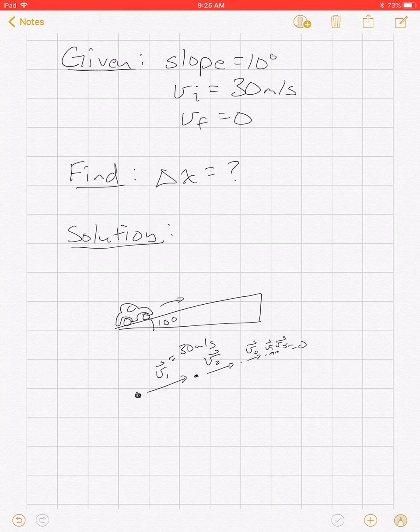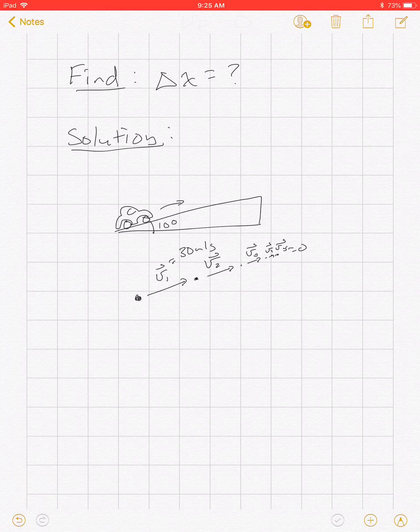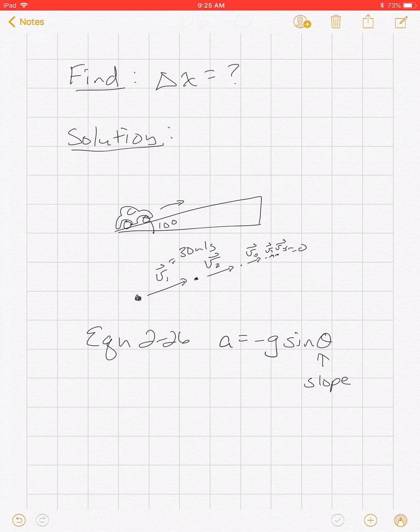Okay. Now, when we did problems before, we were looking at vertical motion, things going up and down. In this case, we're going to have something going up a slope. So we're going to use an equation, 2-26, and that has that the acceleration is equal to minus g times sine theta, where theta is the slope. And g, of course, is still the acceleration due to gravity.